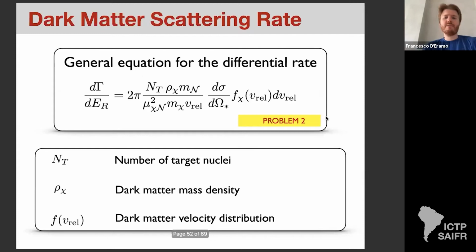Very good. Now that we studied the kinematics, we want to study the rate. There is this general equation. Please take 2 seconds to look at that. There is a lot of information.